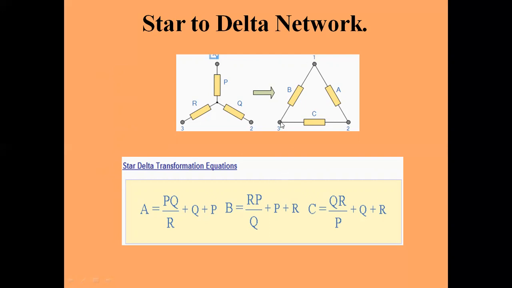Similarly, B is connected with terminals 1 and 3. Between 1 and 3, there are P and R. So RP will be at the numerator, and RP upon the remaining, Q plus P plus R, in the denominator. Similarly, C is between 3 and 2. Between 3 and 2, there are Q and R. So it will be QR upon P plus Q plus R in the numerator and denominator respectively. So that is the equivalent in delta fashion. We can easily convert star into delta by using these three equations.